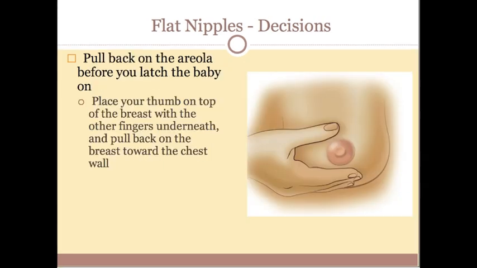Another technique you can do is pull back on the areola before you latch the baby on. Place your thumb on top of the breast with the fingers underneath and pull back on the breast toward the chest wall, as you can see in this picture.